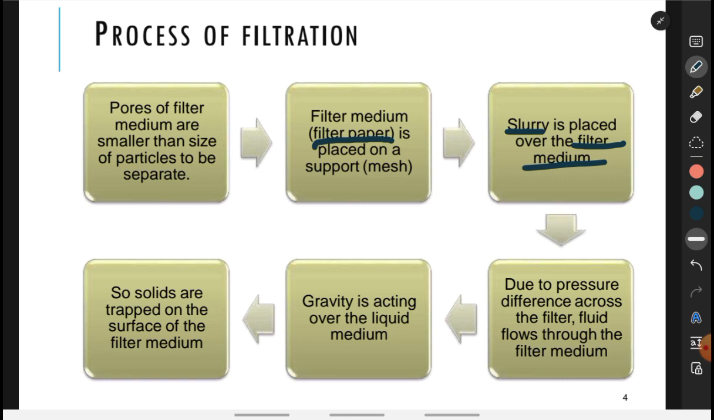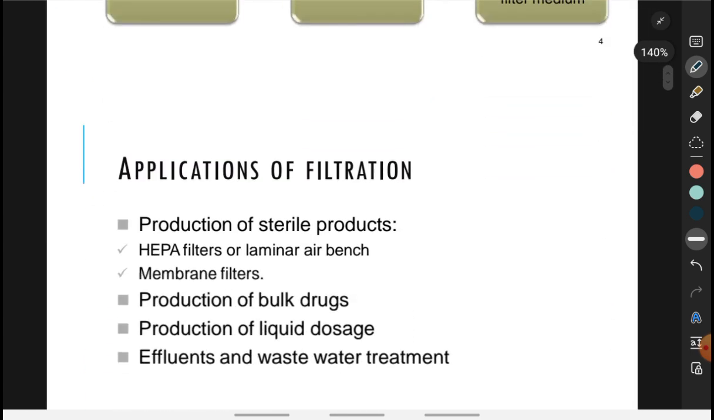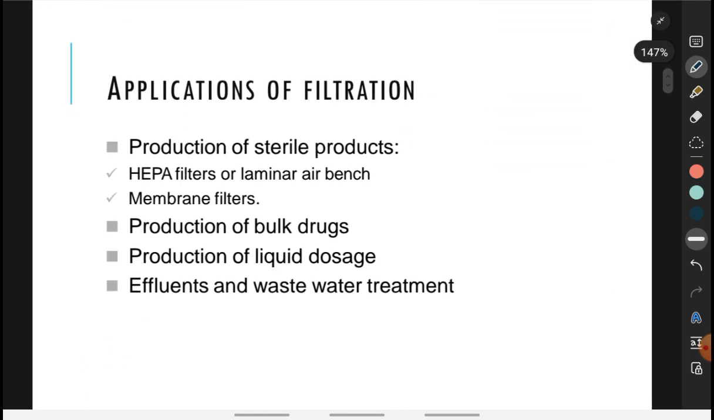Then due to pressure difference across the filter, fluid flows through the filter media. Gravity is acting over the liquid. Then the solid is trapped on the surface of the filter medium, and the liquid is passed. That is called the filtrate.